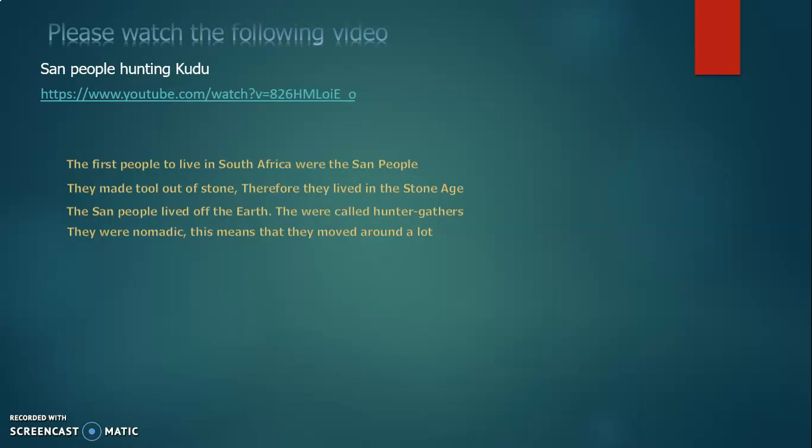Okay, so after you watch the video, I want to go through the first people to live in South Africa were the San people. Okay, they occurred naturally in the Western Cape. They made tools out of stone, and they used the stone for hunting and for day-to-day life. Therefore, they lived in the Stone Age. We're going to go on to the ages and timelines after this, but this is just the beginning of what we're going to do. But I'm going to show you how everything fits into each other.